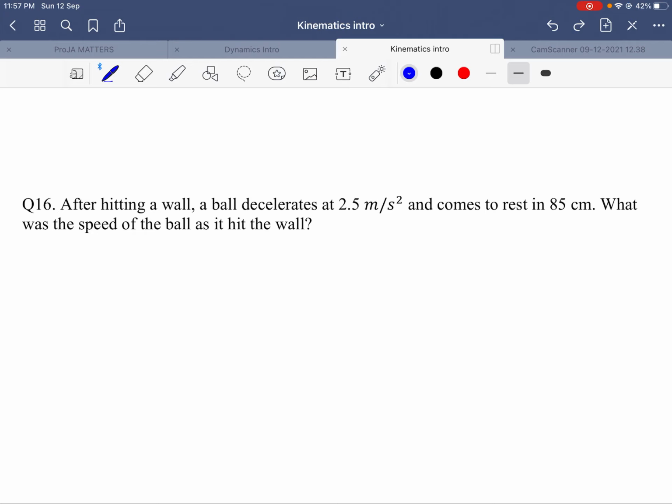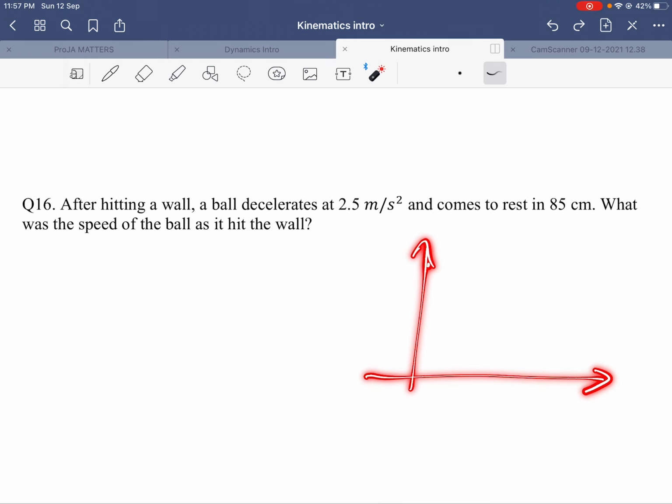Alright, let's begin with question 16. Okay, first we get some information. After hitting a wall, a ball decelerates at 2.5 meters per second square. So we know it decelerates at 2.5 meters per second square, right? It means if we draw the VT graph, it will look something like this later. Then it should be constant if the question doesn't mention.